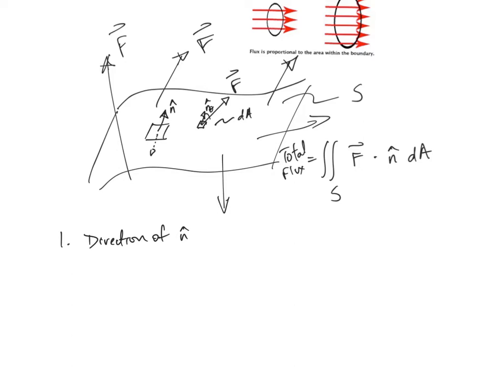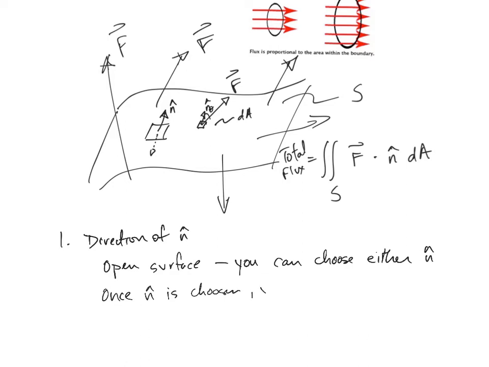Well, for an open surface like this, it's up to you. For an open surface, you can choose either n hat. Okay? But when you make a choice of n hat, you have now oriented the surface. And oriented to the surface means you've decided which direction is positive.